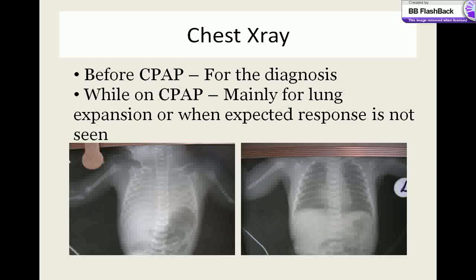Chest X-ray and blood gas help the clinician to determine respiratory status of a neonate. An X-ray before putting baby on CPAP will help in determining the diagnosis, while an X-ray after a little while on CPAP will help to determine lung expansion. It should show 6 to 8 posterior ribs on both the sides. Subsequent X-rays are required at the time of acute deterioration or as per individual need.